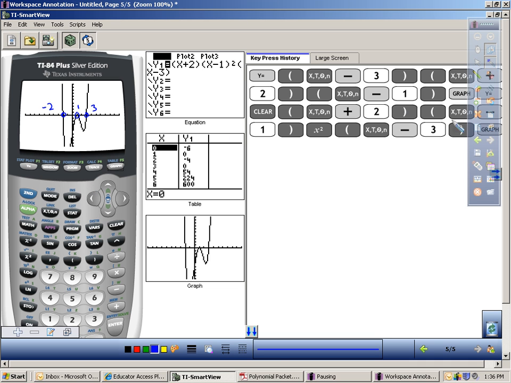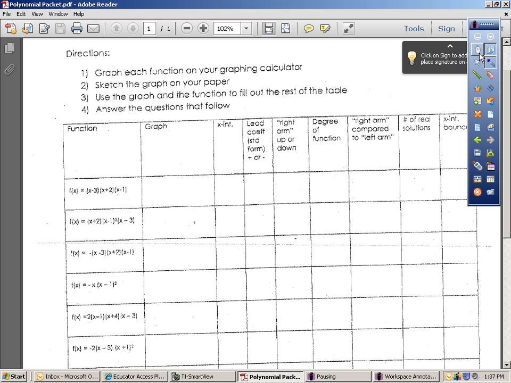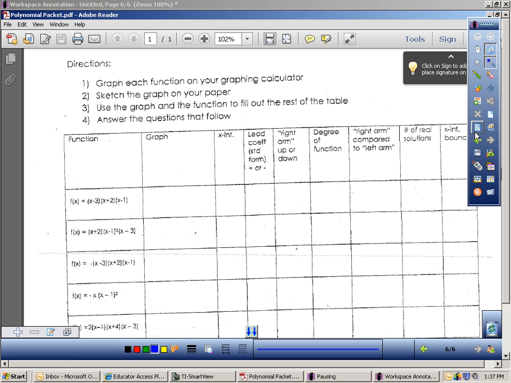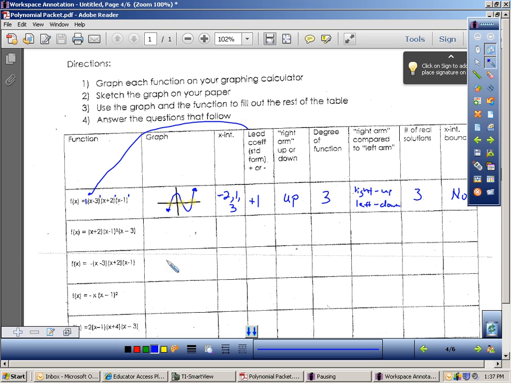Okay, so let me go ahead and sketch that back on my packet. Actually, I should go back. Let me go back to this screen. That will be easier. Let's just sketch it on here. Okay, so here's my XY axis. And we said that this thing looks something like this. And then it did one of those deals, and it looked something like that.